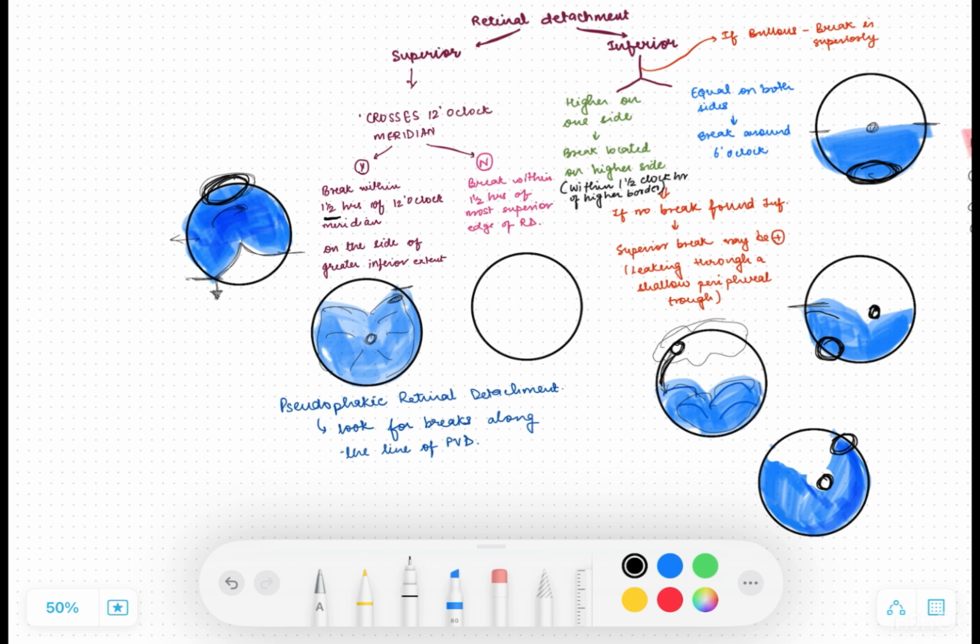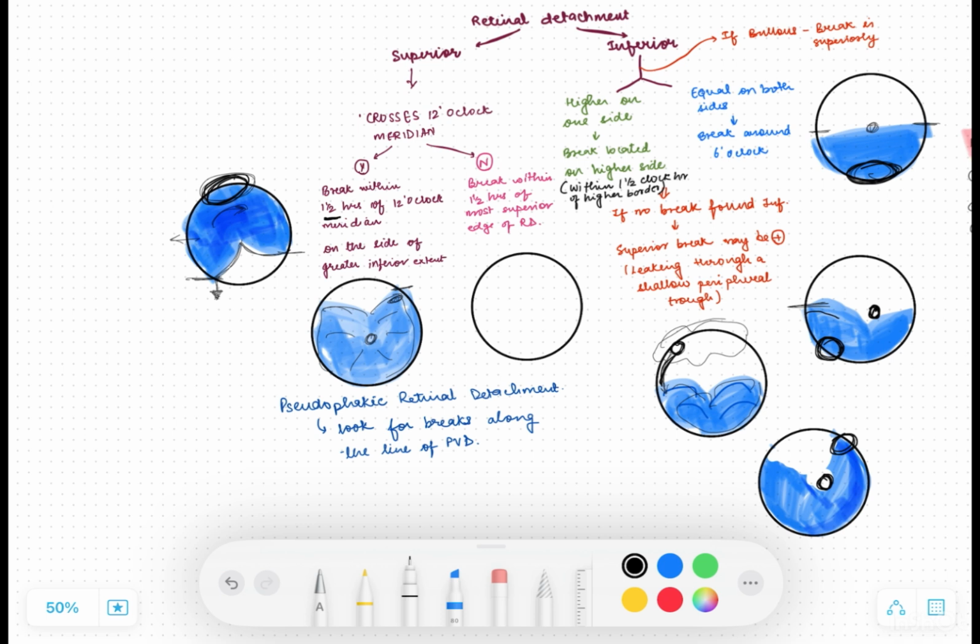Now, imagine seeing an inferior retinal detachment. In the inferior retinal detachment, look at the two sides of the subretinal fluid on both sides of the optic disc. If the level of the SRF on both sides of the optic disc is the same, then the break is located at the 6 o'clock position. But if one side is higher than the other, then the break is located in the inferior quadrant only, but towards the side of the higher level of the SRF.